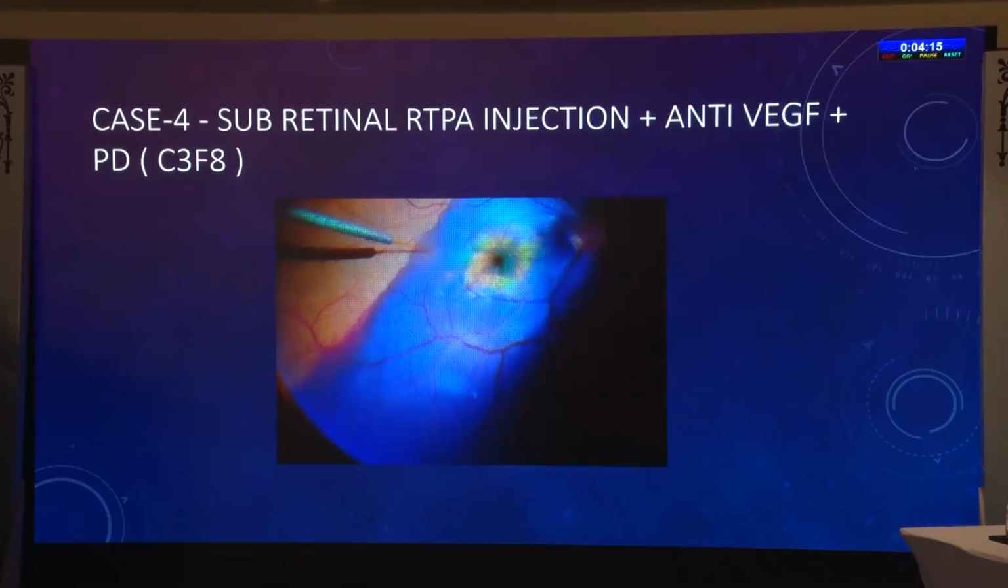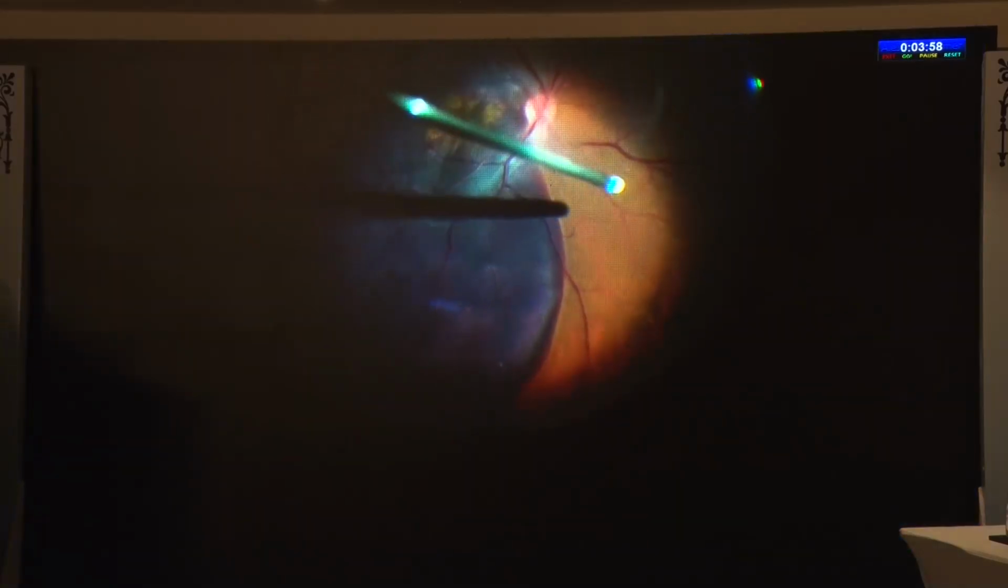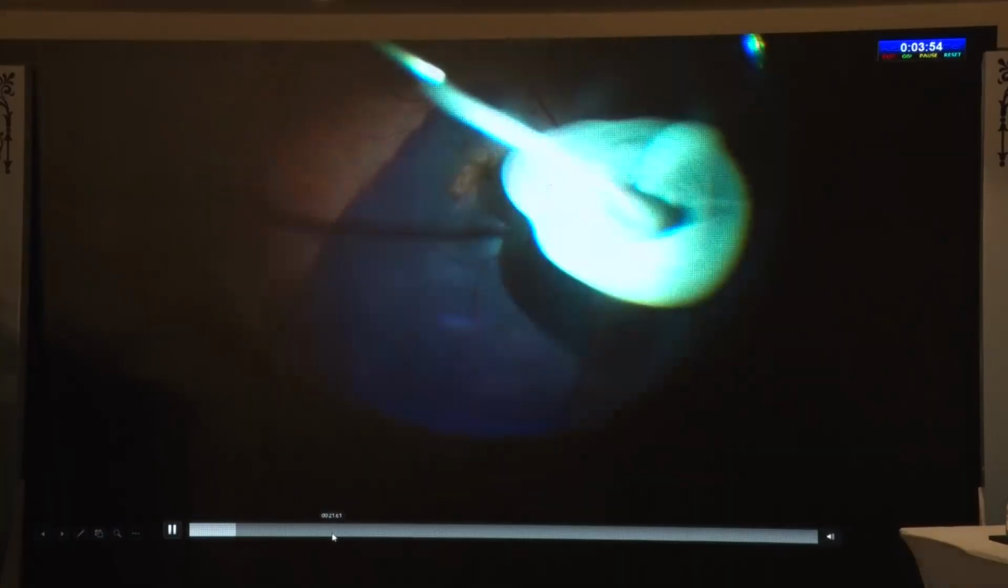Now, in which cases will we give subretinal rTPA with anti-VEGF and pneumatic displacement? When the thickness of blood is more than 450 microns and more than 4 disc diameter. In those cases, we have to give subretinal rTPA, as in this case.